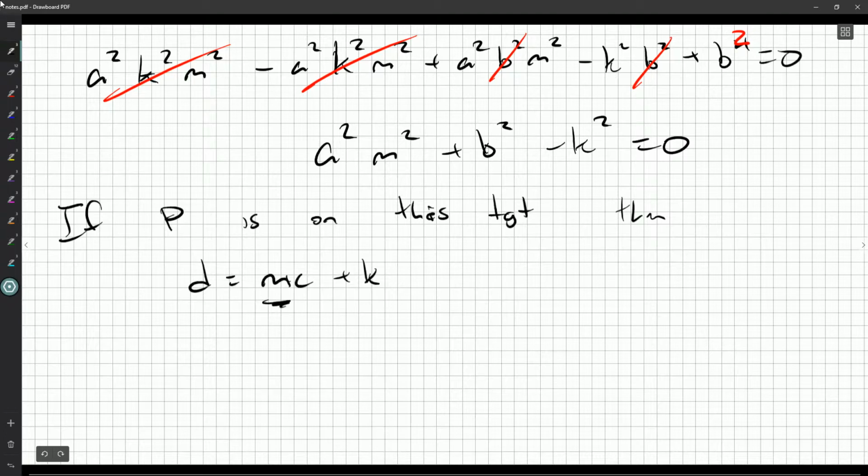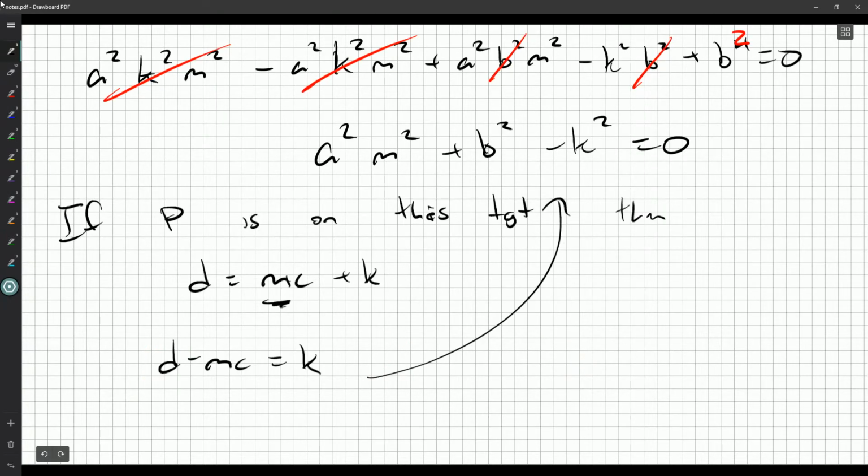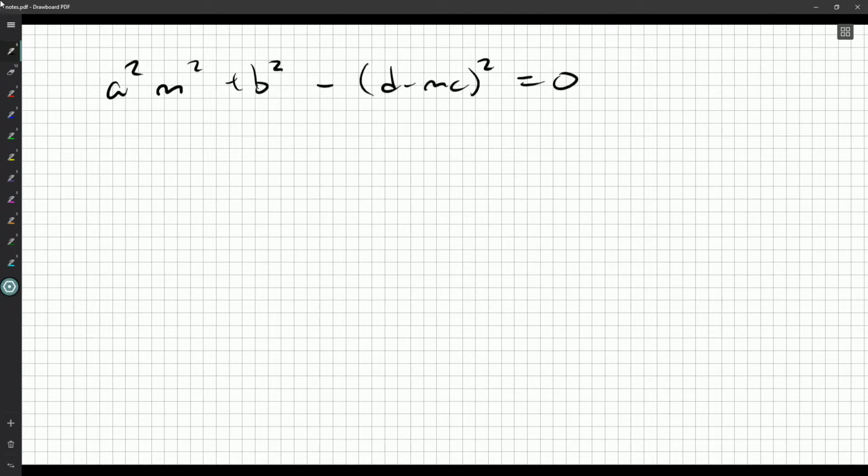And so let's rearrange this expression to get k, and now I can take this k and plug it in here, not unlike what we plugged in y a little while ago into the expression. So now a squared m squared plus b squared minus (d minus mc) squared equals 0, and this should give me a quadratic in terms of m, which should have two solutions, which is good because we're talking about two tangent lines.